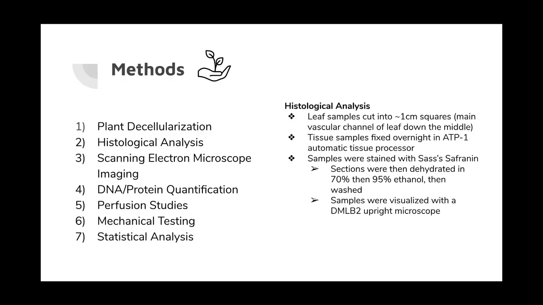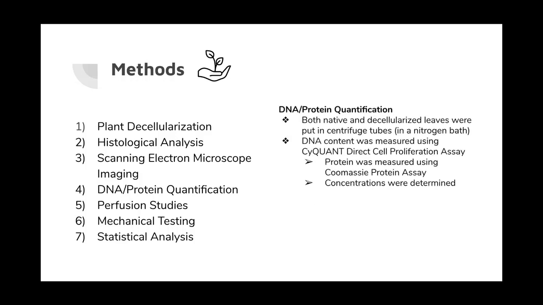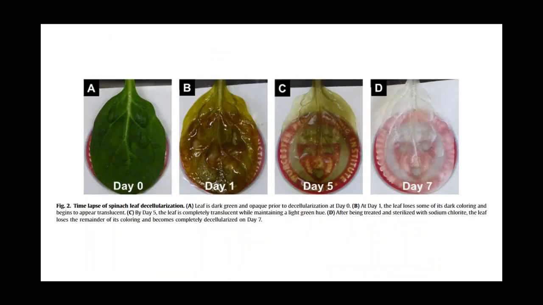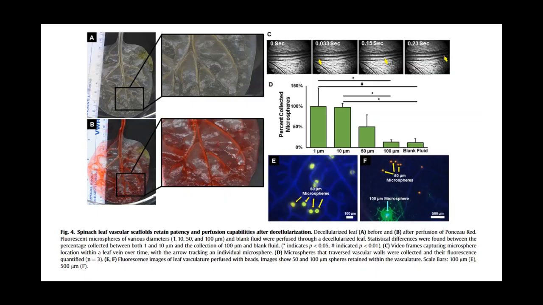The next step of the methods is a DNA and protein quantification. Both the decellularized and native leaves were centrifuged, and the DNA content was measured using a PsiQuant direct cell proliferation assay, and the protein content was measured using a Coomassie protein assay. The respective concentrations of each were determined. Some of the leaves that were run through were perfused with a 0.1% Ponceau red solution. This is a dye that perfused to the cannula of the leaf, and as you can see in this slide, as I forward through the PowerPoint, the leaf is a red color, showing the perfusion of the dye through the decellularized leaf.